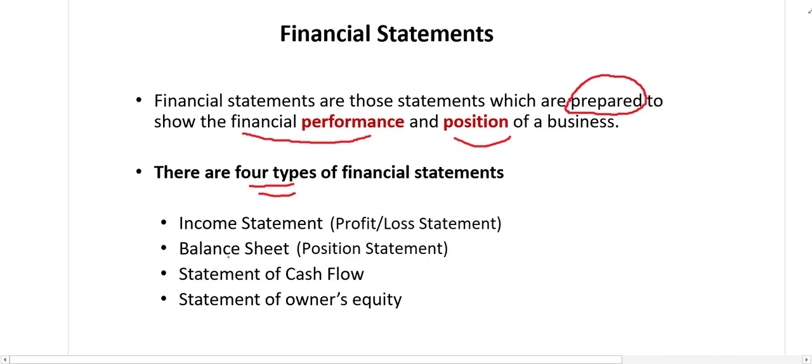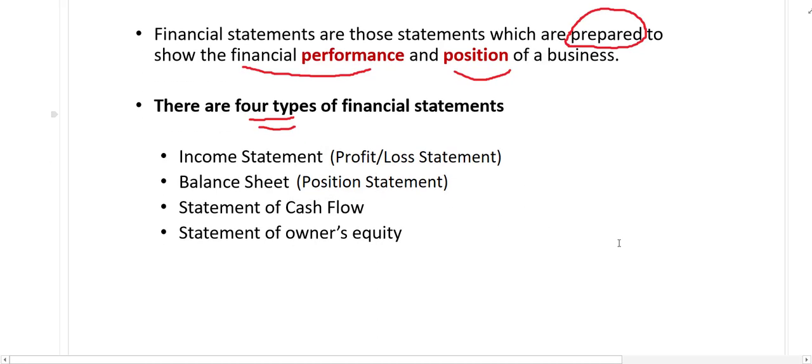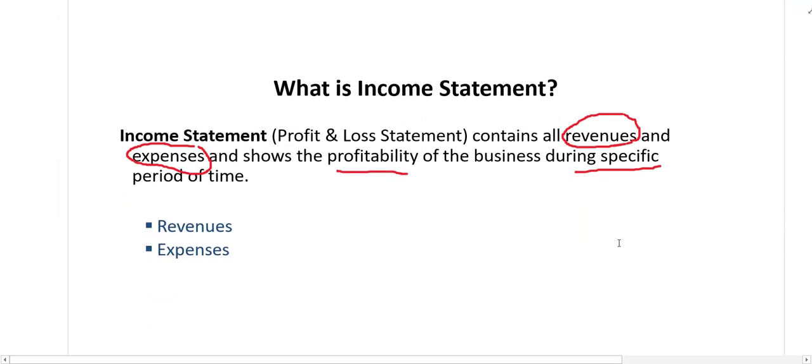Second statement is this one, balance sheet statements or position statements, right? Next one is statements of cash flow, or also we can call it cash flow statement. And the last one is owner equity statement. So now let us go one by one and discuss each of them. So first of all, let us discuss what is income statement, right?